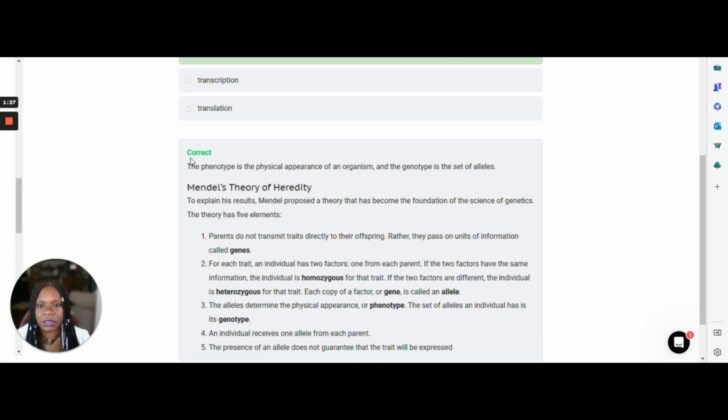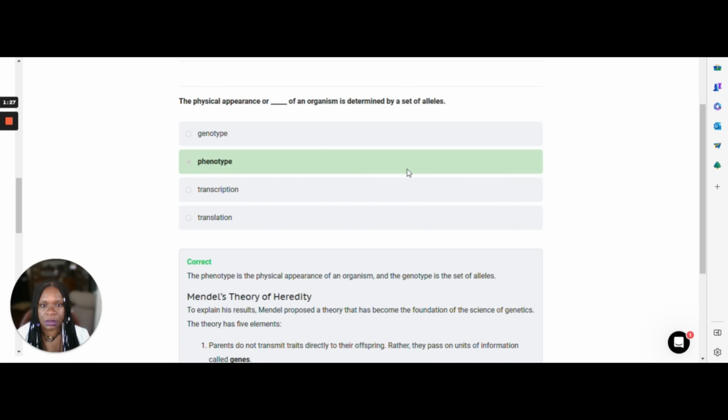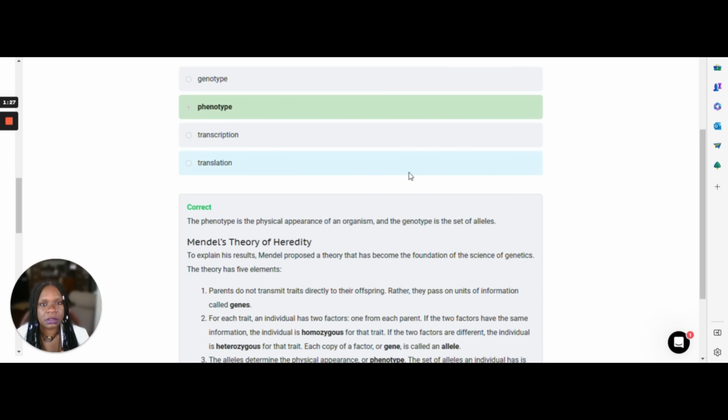And a phenotype is the physical appearance of an organism, and the genotype is the actual set of the alleles, okay? So the set of alleles, or the set of genes, is going to determine the outward physical appearance that we can see, which is the phenotype.